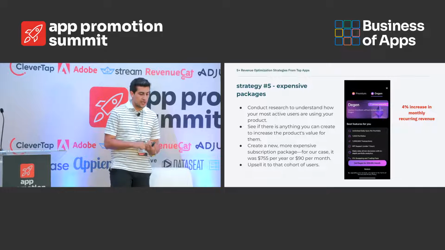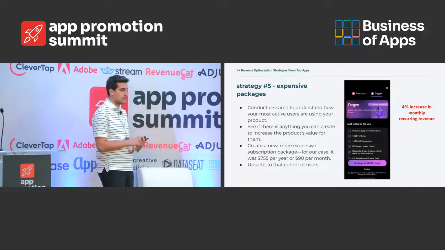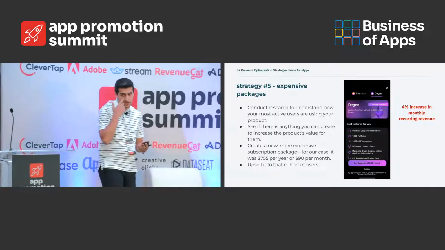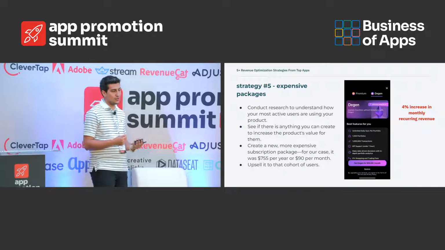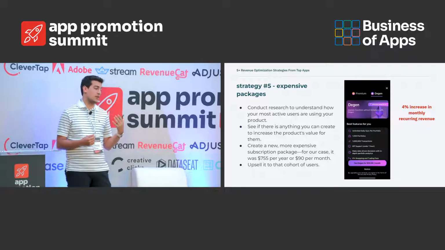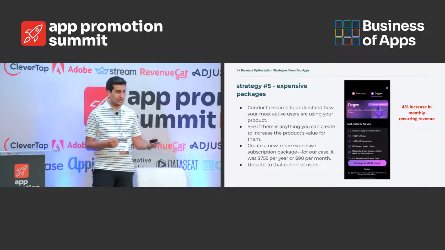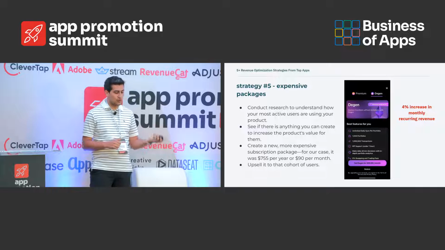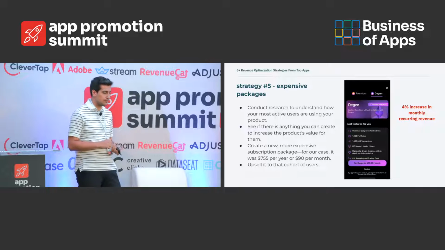And we ended up seeing a 4% increase in monthly recurring revenue from these users. So the takeaway from here is, you probably have a lot of users who are interested to pay you more, but they don't have an option. It's better to find a way to introduce this option for them.